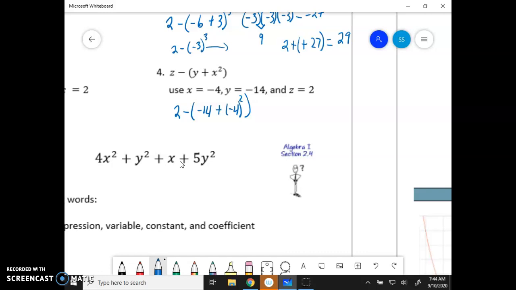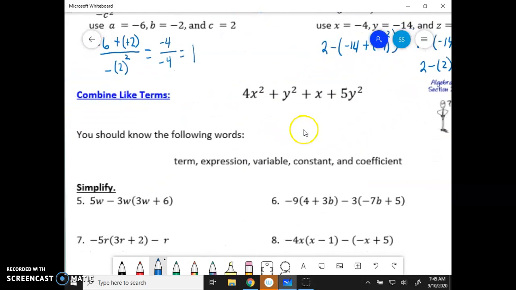Exponents, we do have exponents, so let's do that next. So negative 4 squared is negative 4 times negative 4, which is positive 16. All right, so I'm just going to update this problem over here. We got 2 minus negative 14 plus 16. And then I need to finish inside this grouping symbol. So we get negative 14 plus 16, which is positive 2. So we get 2 minus, in parentheses, 2. All right, and so we get 2 minus 2. There we go. Answer is 0.